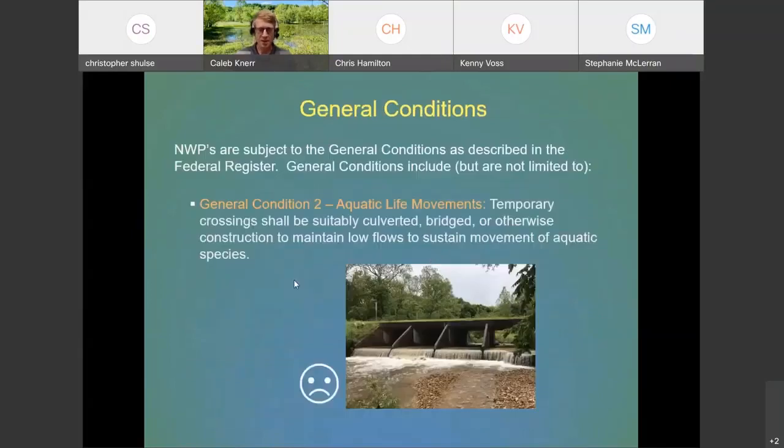And just another note on that is that we're going to be revising those conditions with MDNR at the end of the year, and there will be some minor changes, but for the most part, those unsuitable materials will stay the same.